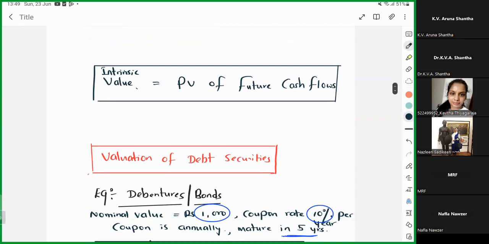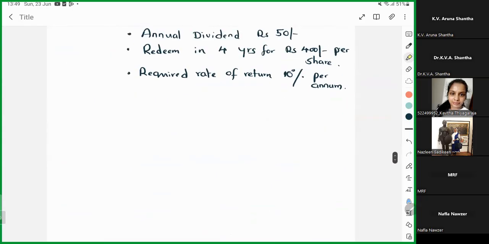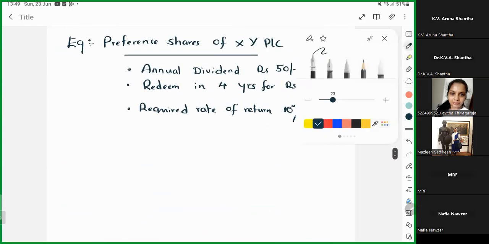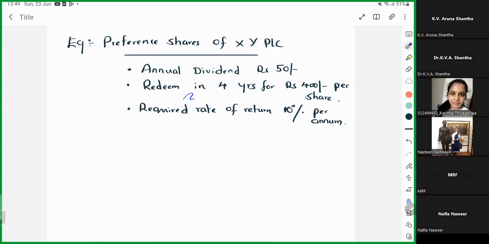Intrinsic value equals the present value of future cash flows. So first identify future cash flows. Now what are the future cash flows? You see, shares are redeemed in 4 years. So cash flows are for the next 4 years. Now what are the cash flows? Dividend. Yes, very good. As an investor, you get dividend annually. So one cash flow is dividend.